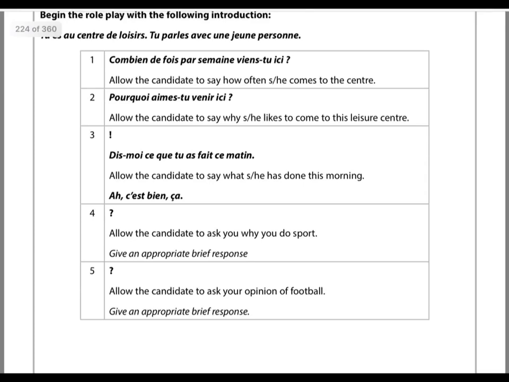I'm not allowed to change it even slightly. Then the third one, I'm told what my surprise question is. In this case, it's "dis-moi ce que tu as fait ce matin." Tell me what you did this morning.